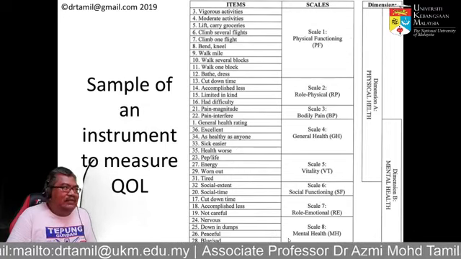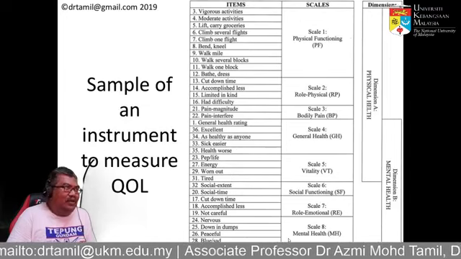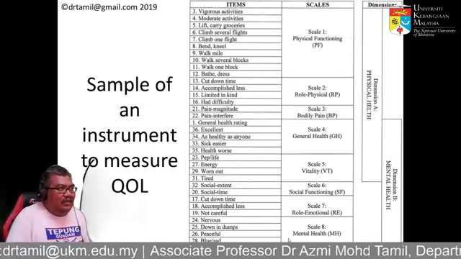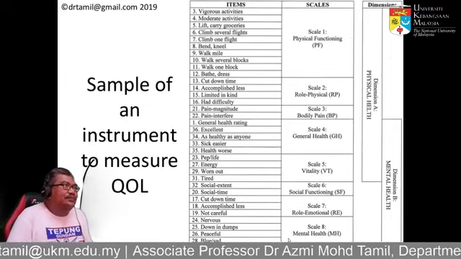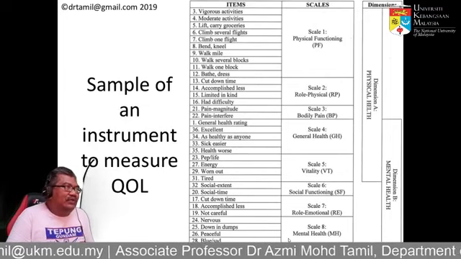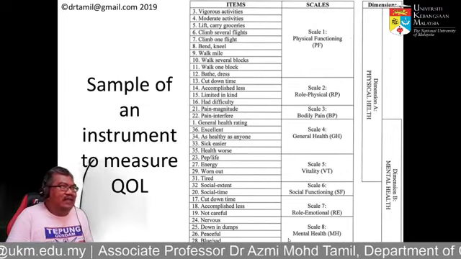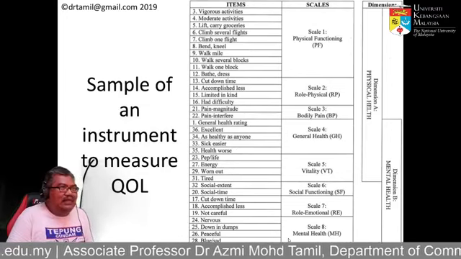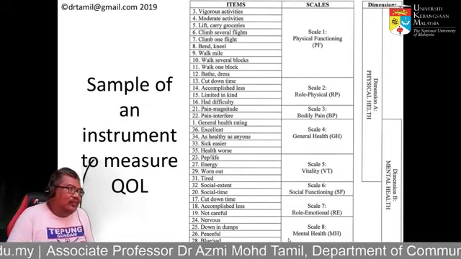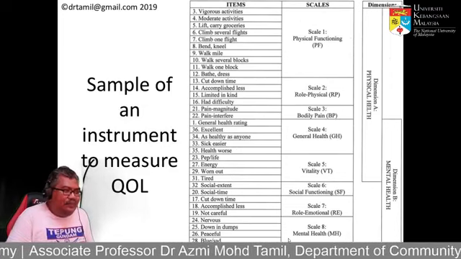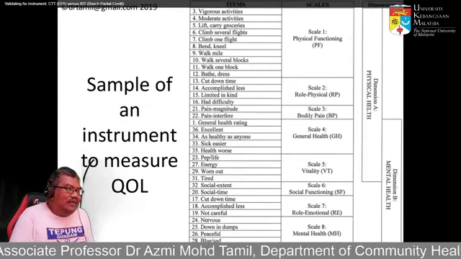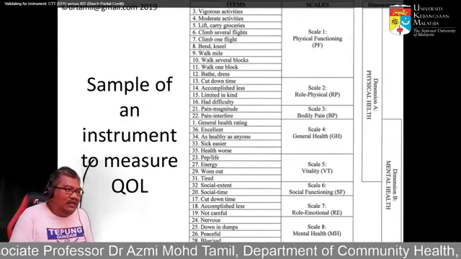You must ask whether the patient can walk a mile or not, can walk several blocks, can walk one block, can bathe or dress on his own, can lift or carry groceries, climb several flights of stairs, and so forth. So the items that you ask questions about are related to the thing that you're studying. Okay, so this is an example of one such scale to measure quality of life.